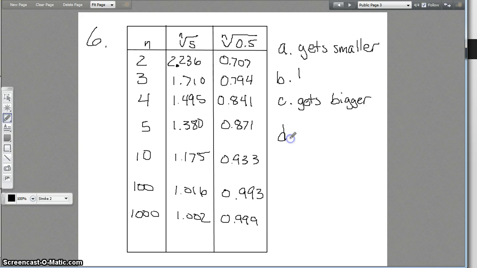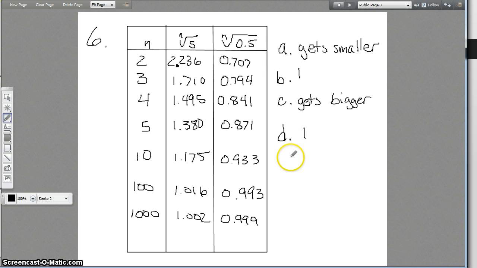Okay, part D. What number does the nth root of 0.5 get very close to when n is very large? Well, notice the 100th root of 0.5 is 0.993. The 1000th root is 0.999. I'm going to say it's getting very close to 1, and it looks like it probably won't ever actually reach there.